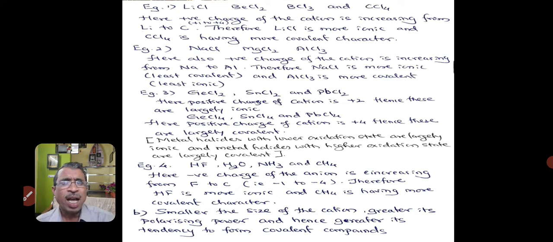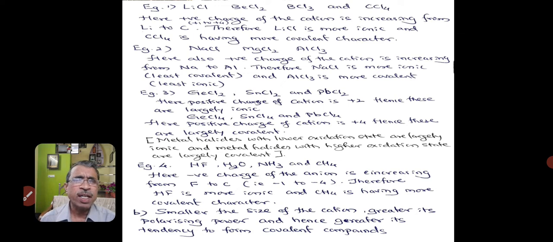Let us take another example, HF, H2O, NH3 and CH4. Here negative charge of the anion is increasing from fluorine to carbon. In case of HF, fluorine valency -1, oxygen -2, nitrogen -3 and so on. So as we move from HF to CH4, covalent character increases. That means HF is more ionic, CH4 is more covalent.